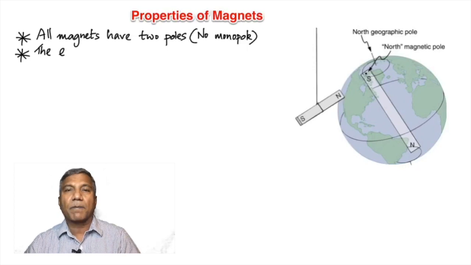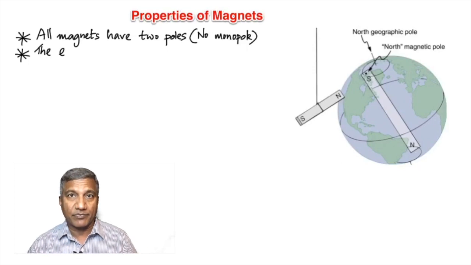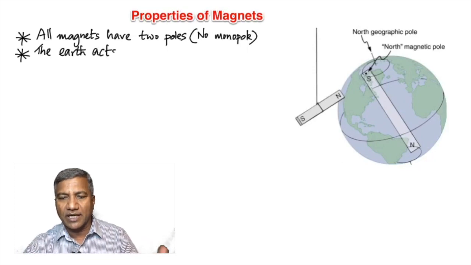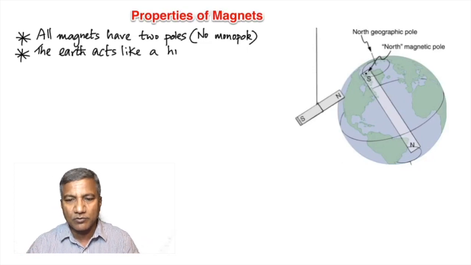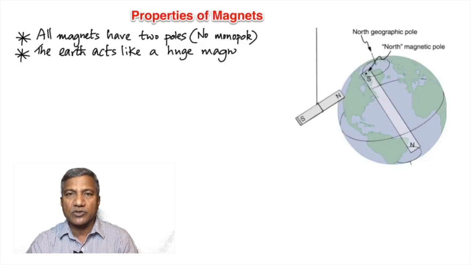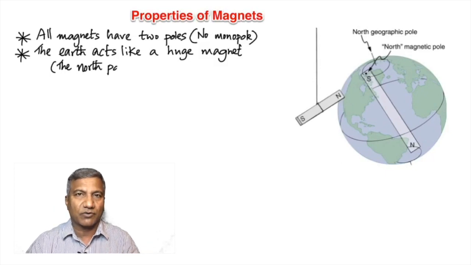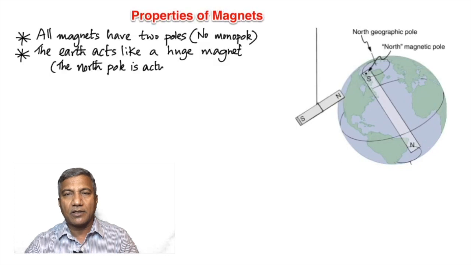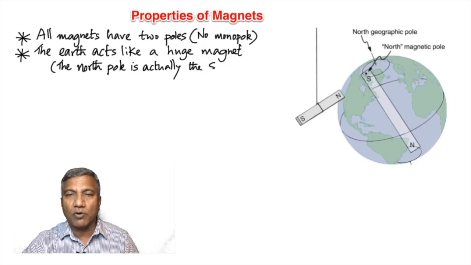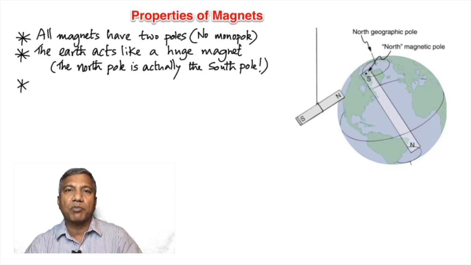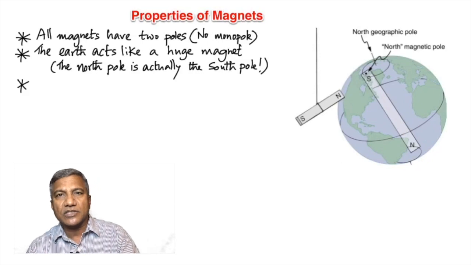Second property is that our Earth is a magnet. So the Earth behaves like a huge magnet. So it has a North Pole and a South Pole. So that means when you suspend a magnet, you see that the magnet lies along the north-south direction, and the South Pole of the suspended magnet actually points towards the North Pole of the Earth magnet.